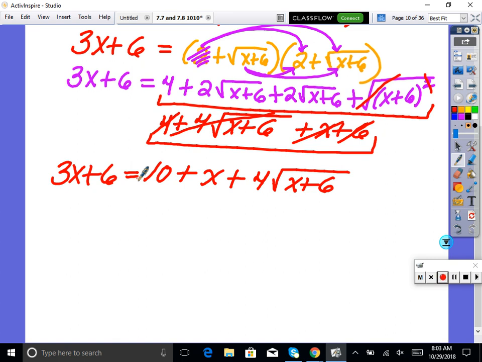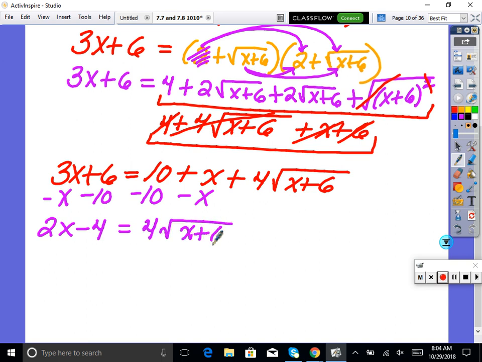Now we're not even done yet, because what do we have? A radical. How do we solve radicals? We isolate the radical. So you'd say, okay, I've got to take care of this final radical here. I've got to get that all by itself. So subtract 10, subtract x. Subtract 10, subtract x. So then we have 2x minus 4 is equal to 4 root x plus 6.